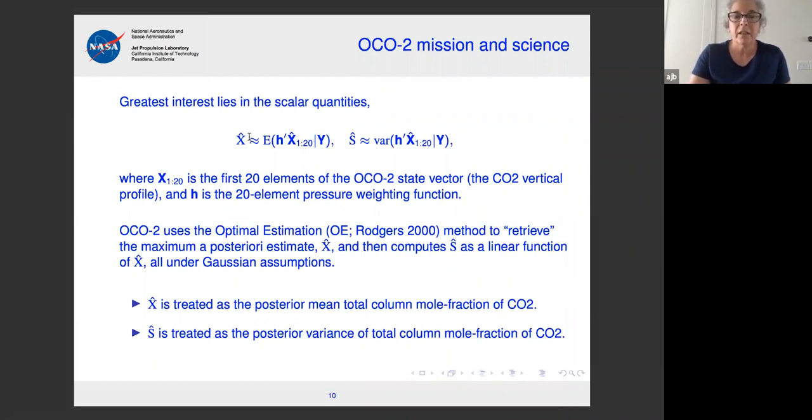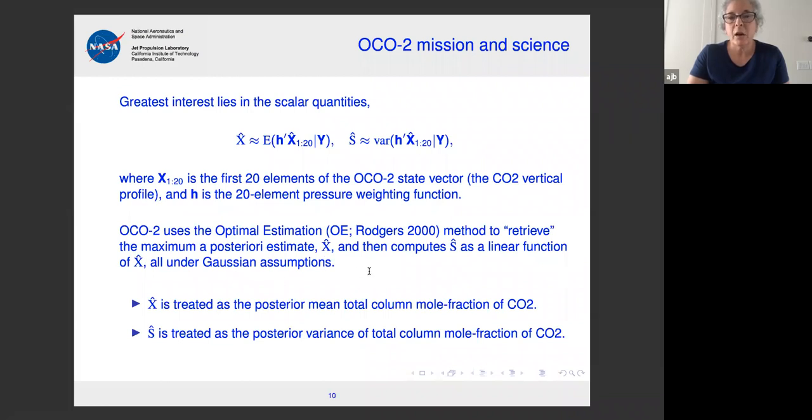So what we get is a point estimate X hat, which is the expectation of this quantity, and there's sort of a crude estimate of the variability of the total column concentration of CO2, which is called XCO2, by the way, which is computed essentially as a linear function of X hat. So what can I tell you?